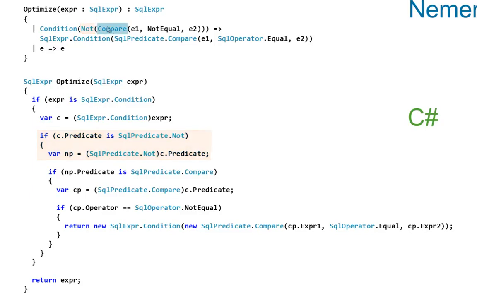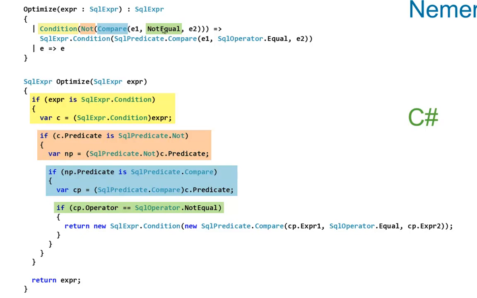Next predicate, compare predicate. Same thing, we have just one identifier and very similar C# code. The last pattern is the not equal operator. This C# code implements the same logic. This line of code is almost the same as what we have here in Nemerle, we just don't use the new keyword and we don't need return. So once again, in Nemerle we need 1, 2, 3, 4 identifiers to declare our logic.